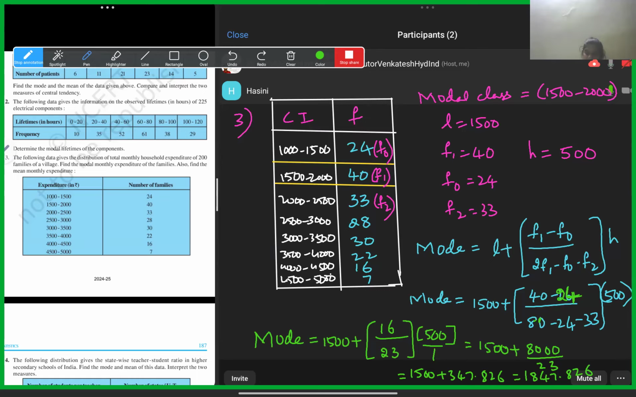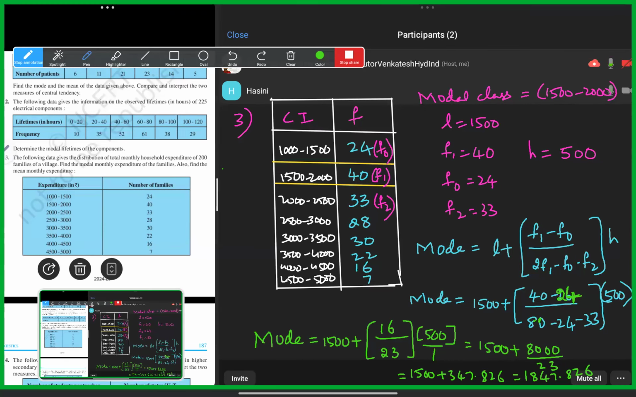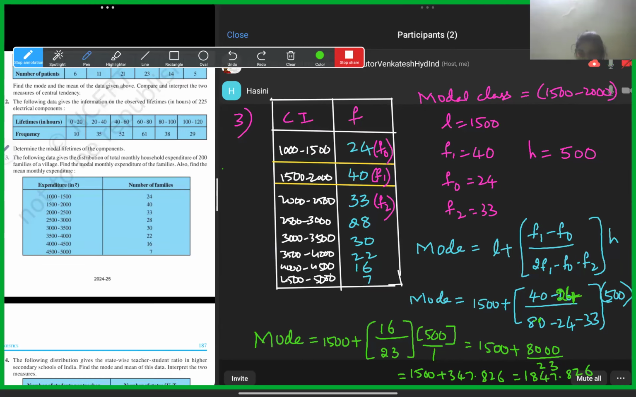Yes, sir, it's 1847.83. They gave it rounded off to 83. The third decimal is more than 5, so they added 1 to the second place and made it 83. But 1847 is correct, so 1847.83.